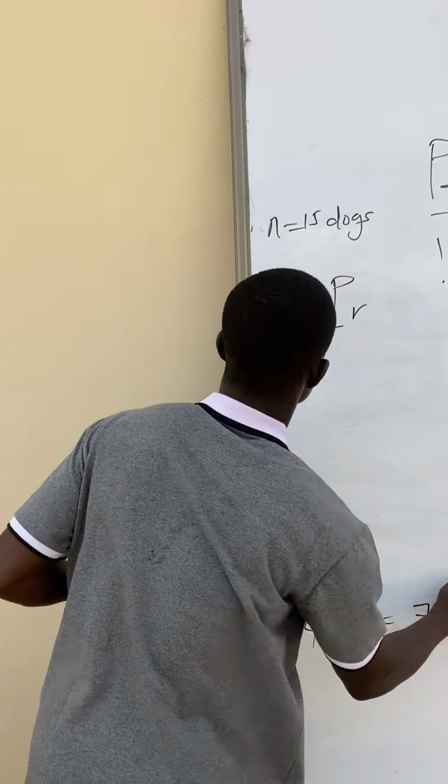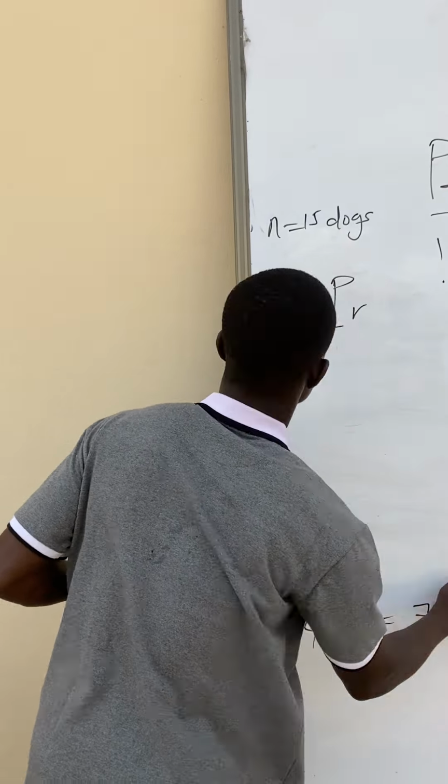There are 15 dogs in the show. How many ways can the first, second, and third place be awarded or determined? Because of the introduction of first, second, and third, it means there's a rank. There's an order. Then automatically we are dealing with permutations.